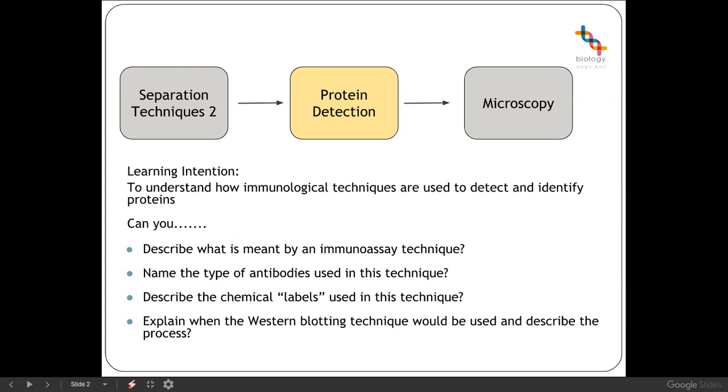So for today, we are looking for you to understand how immunological techniques are used to detect and identify proteins. You need to be able to describe what we mean by an immunoassay technique. You need to be able to name the type of antibodies and describe the chemical labels that are used in this technique. And finally, you need to be able to explain when the Western blotting technique would be used and describe the process that's involved in this.